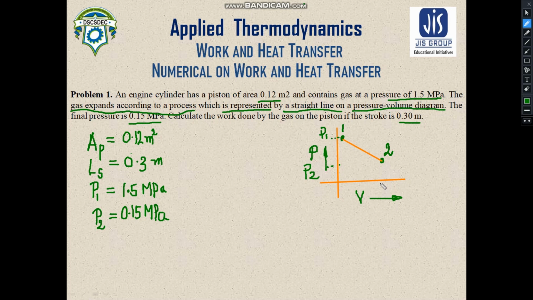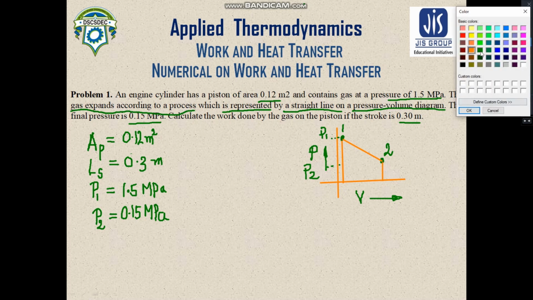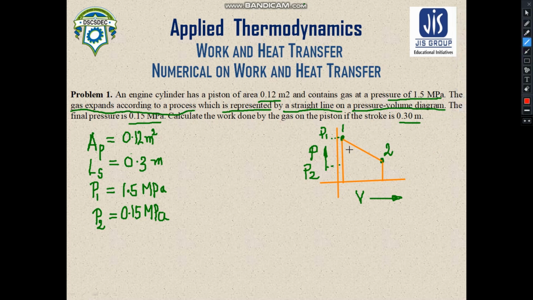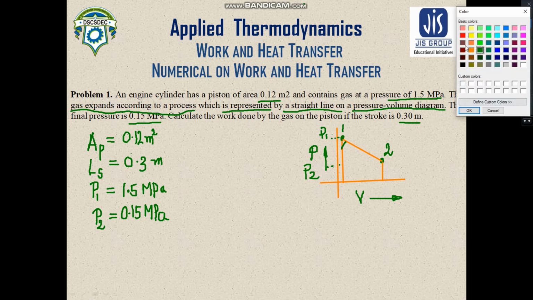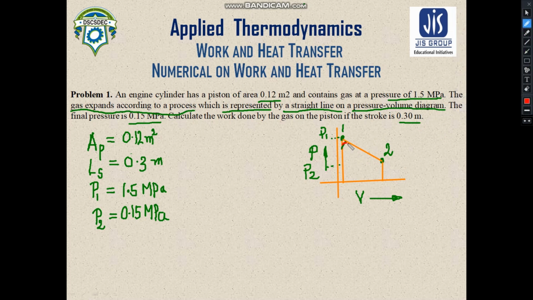So here we have our thermodynamic diagram, and from the concept of work transfer we know that the area under the PV curve is defined as the work transfer. So I can drop a perpendicular here and a perpendicular here. Now it is quite obvious that the area under this curve will be the net work transfer. So we need to calculate this whole area.